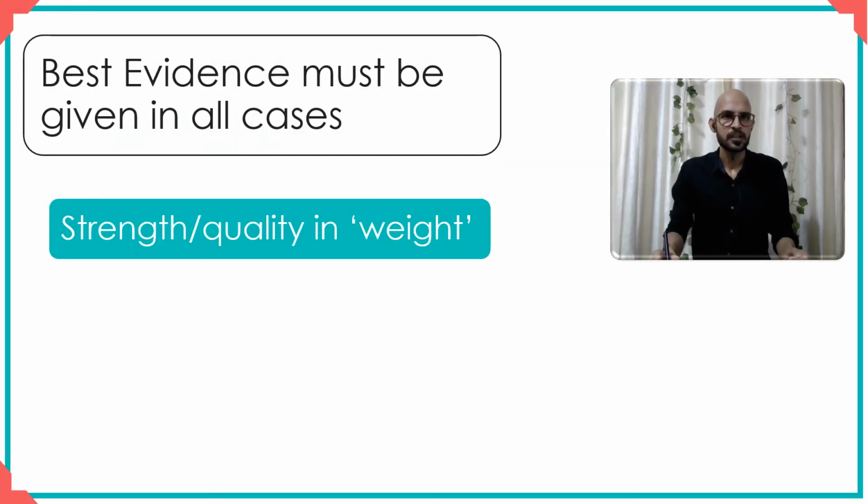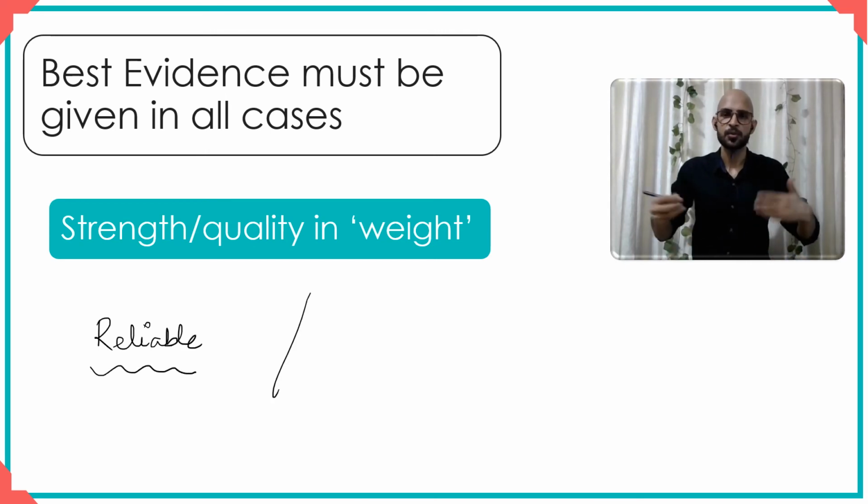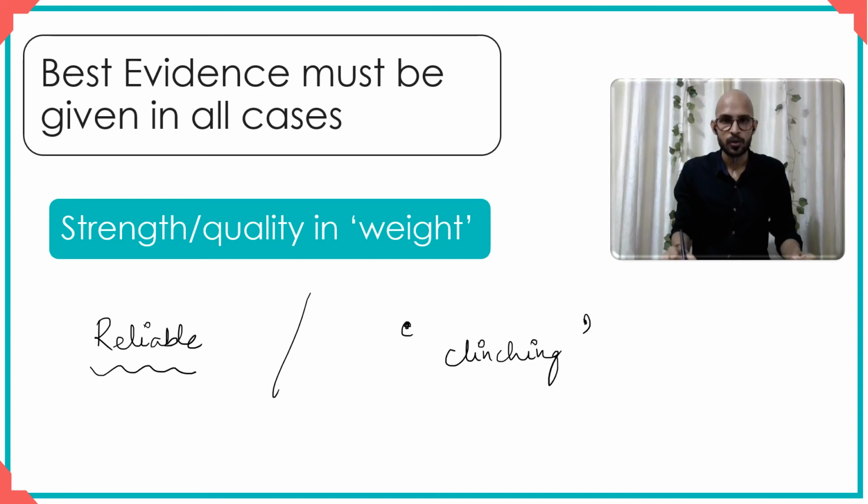The second principle says that the best evidence must be given in all cases. Now, what do we mean by the best evidence? The best evidence means that the evidence requires to be what we might believe as the most reliable evidence. Sometimes we also use a few adjectives like these. What is the clinching evidence? What is perhaps the most coherent evidence? What is the most trustworthy evidence? And so on.